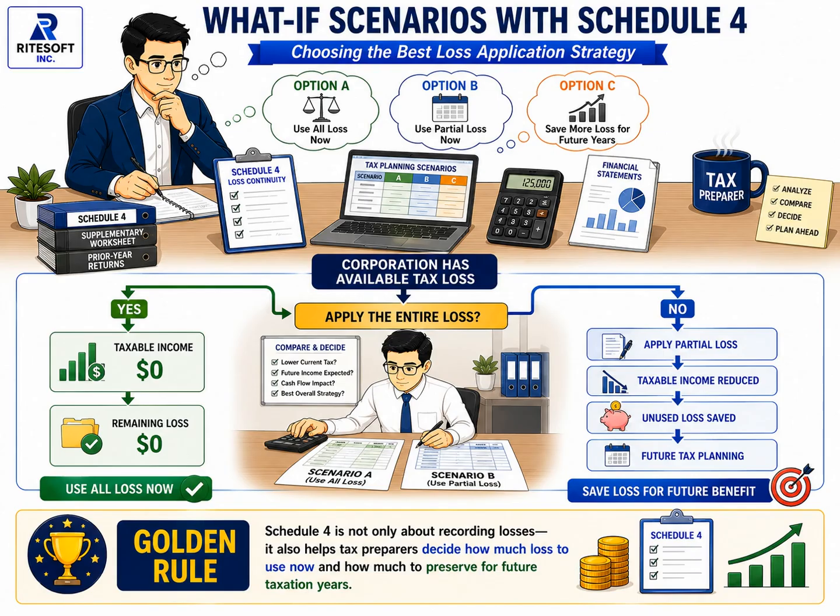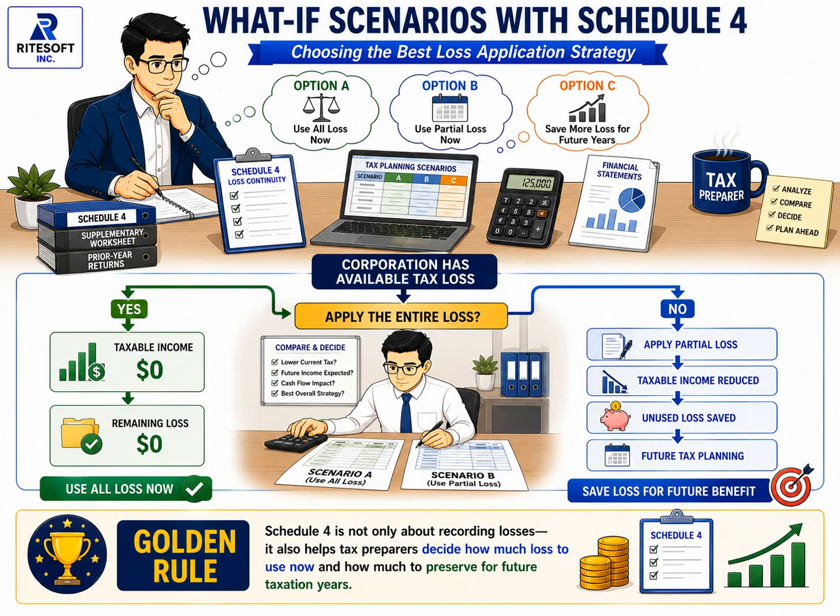Imagine that a corporation has an available tax loss carried forward from previous years. Before completing Schedule 4, the tax preparer may consider several options. The first option is to apply the entire available loss in the current year.